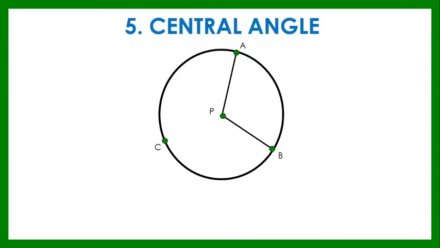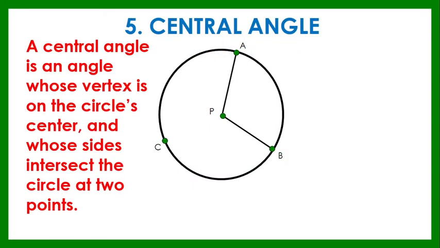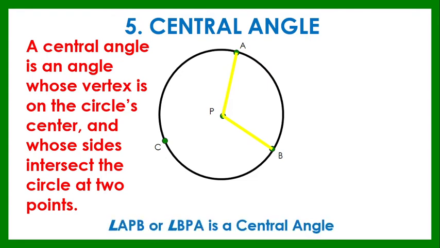Number 5 is what we call central angle. A central angle is an angle whose vertex is on the circle center and whose sides intersect the circle at 2 points. Okay, so that is what we call central angle. So the vertex should be located on the center of the circle. The name of this central angle is angle APB or angle BPA.